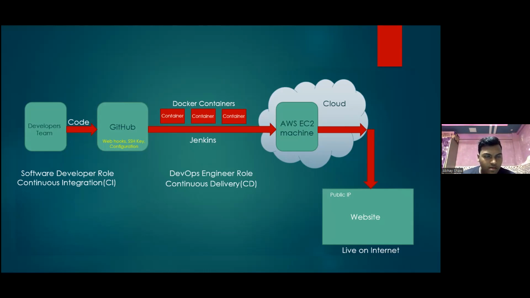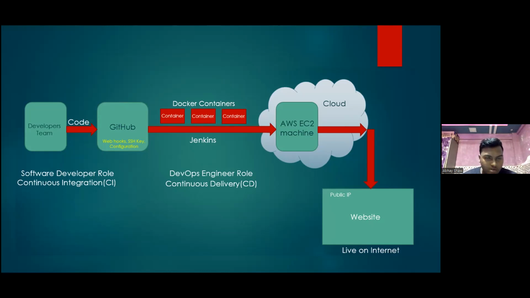It will take the code from the GitHub repository and automatically push it into a cloud where our virtual machines are. We are using the EC2 service to create a virtual machine on the cloud, that is AWS EC2. So Jenkins plays a delivery boy role, like it will take the food from the restaurant and deliver it to your doorstep.